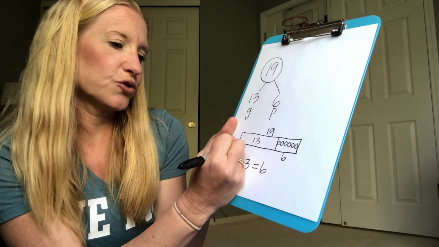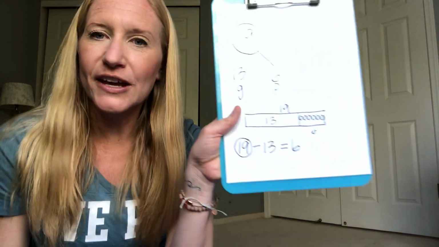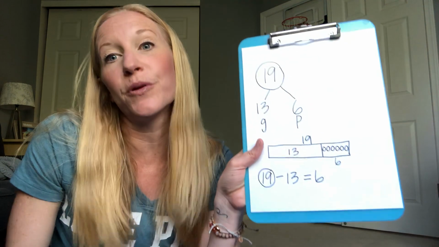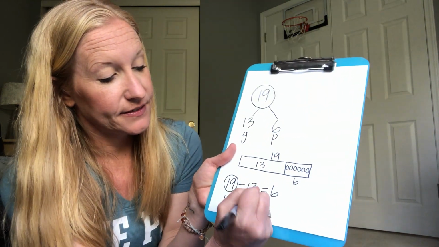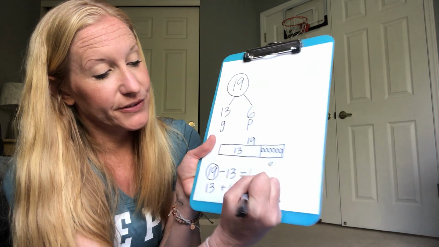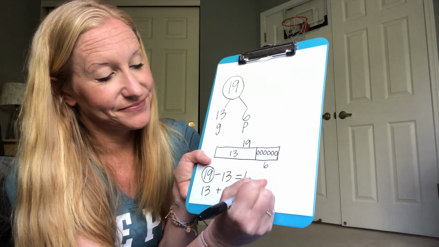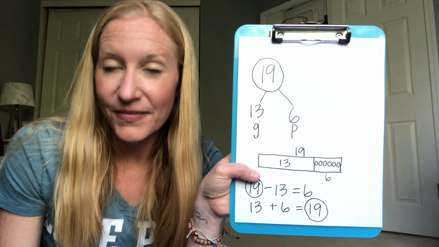Or you can switcheroonie it, and we can turn it into an adding problem, which is the opposite. 13 plus 6 equals 19. Okay, so these are called tape diagrams, and that's what this video is called. You can go back and watch it at any time.